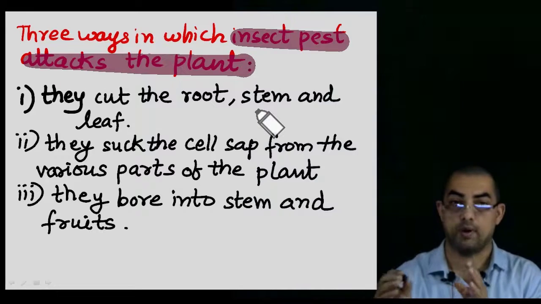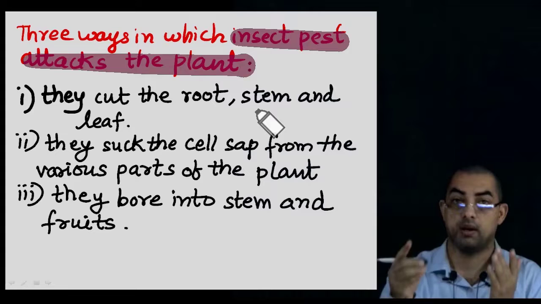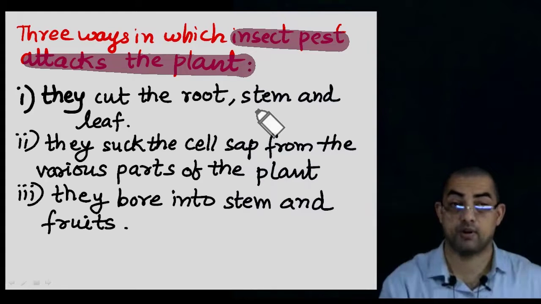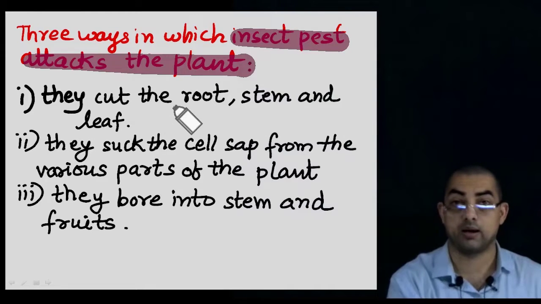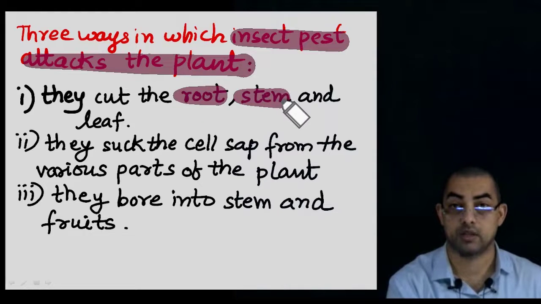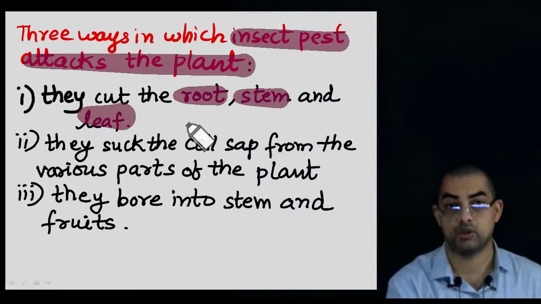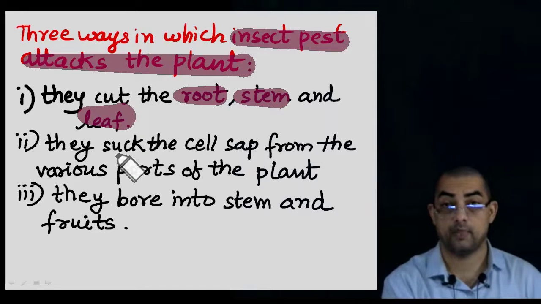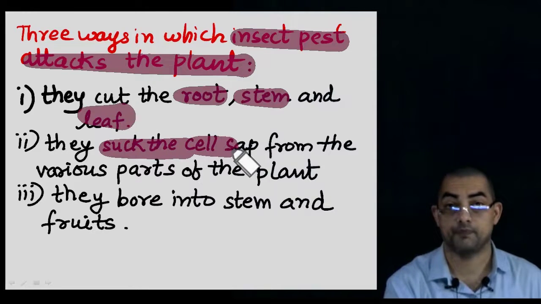Just now we saw how weeds are going to affect our crops, and now here's how insects affect our crops. What they do is they cut the root. Some of these insects cut the roots, the stem, or the leaves. They damage our crops. Some of them are interested in sucking the cell sap.